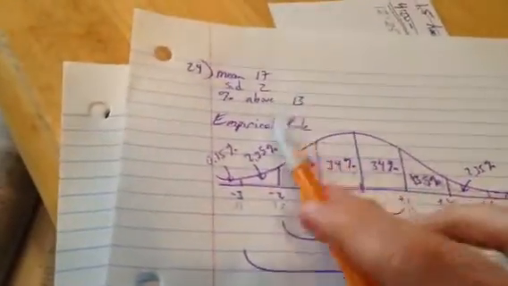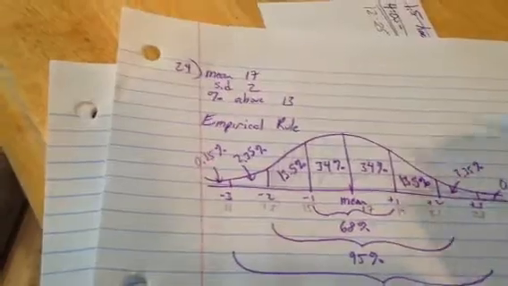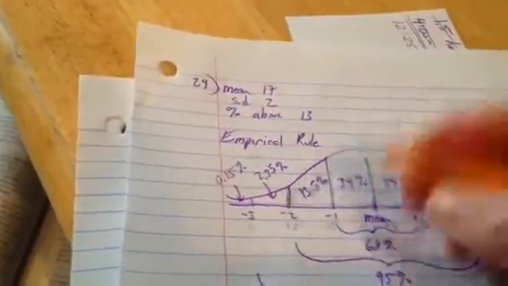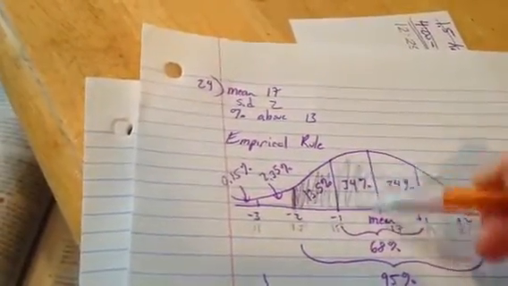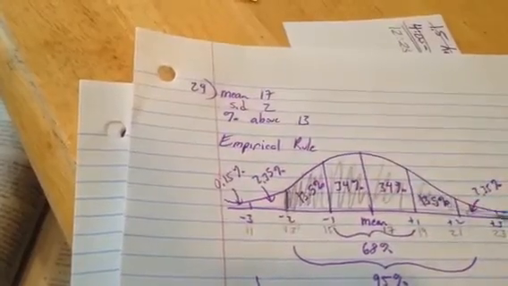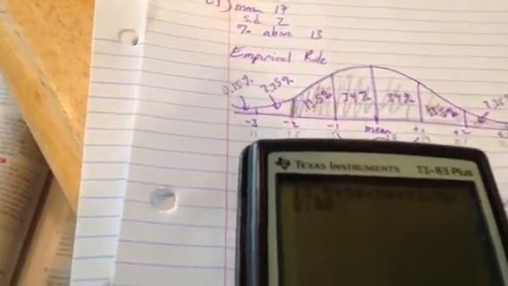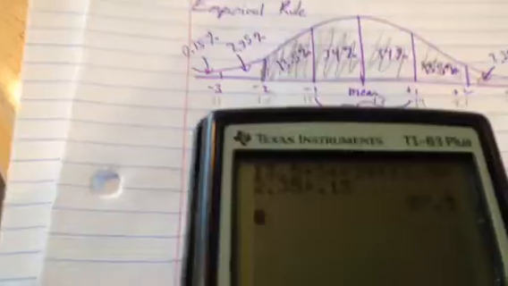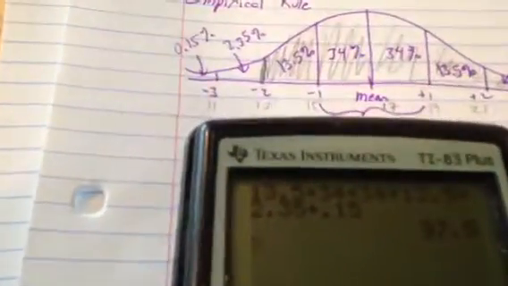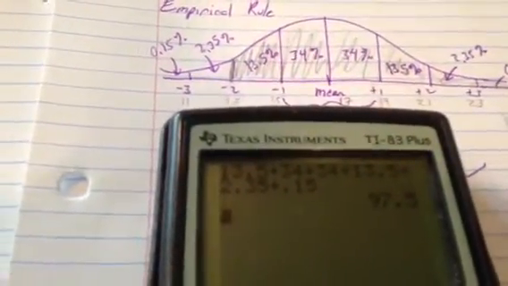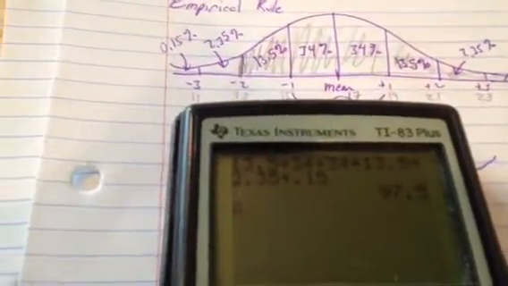So anyway, if I want the percentage above 13, 13 was here, and so I can just add up all of these percentages. So I could add up the 13.5 plus the 34 plus the 34 plus the 13.5 plus the 2.35 plus the 0.15, and I'll get 97.5, and I match the answer that they got.